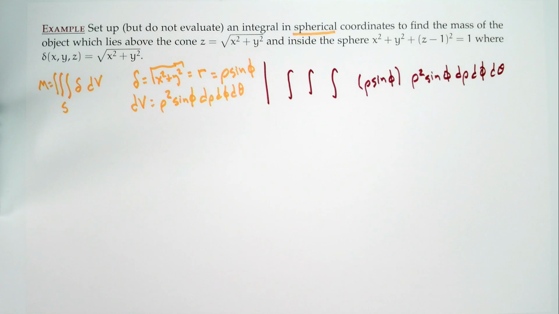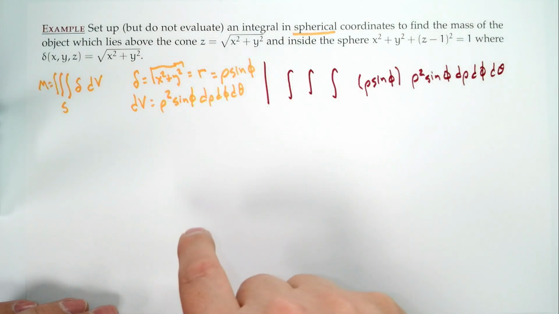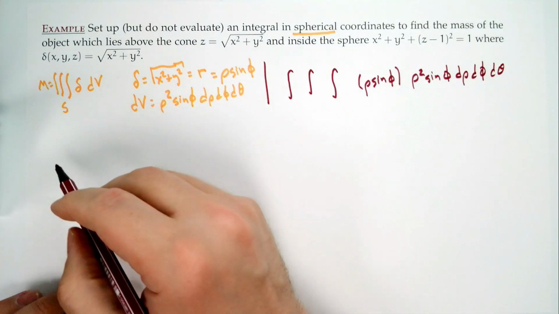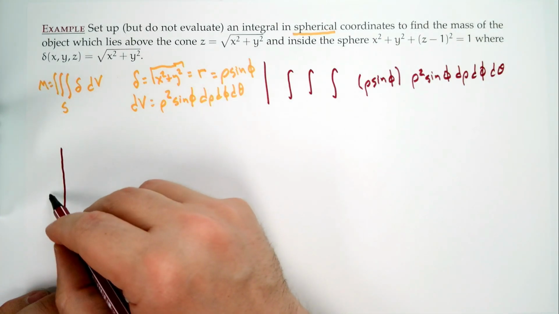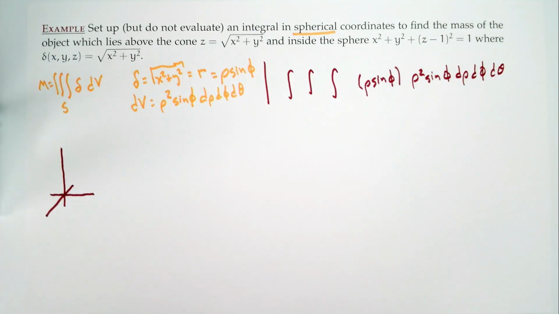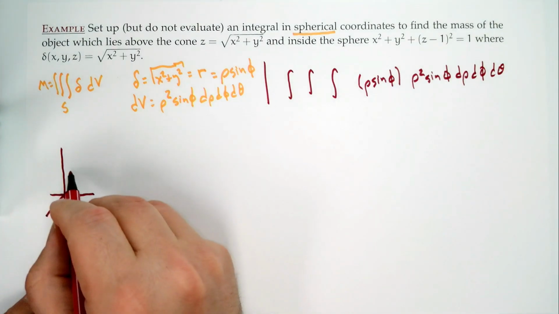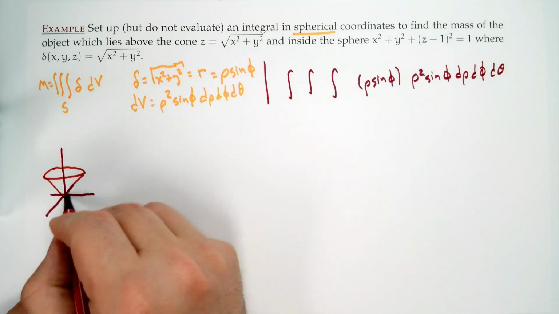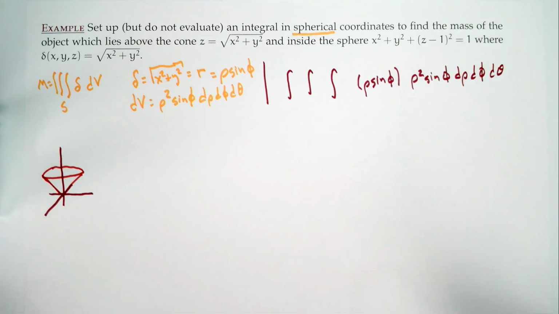So let's think about what our shape is doing here. We're going to get a lot of symmetry because there's no restriction in terms of moving around the z-axis. Let's talk about our shapes. We have the cone z equals the square root of x squared plus y squared. If I draw my axes and graph that, I would get a very nice simple cone coming down at a good angle. So there's my cone.